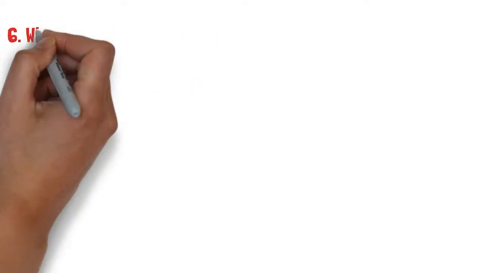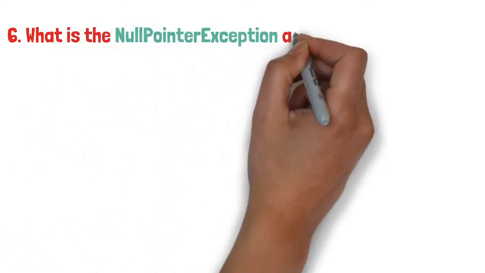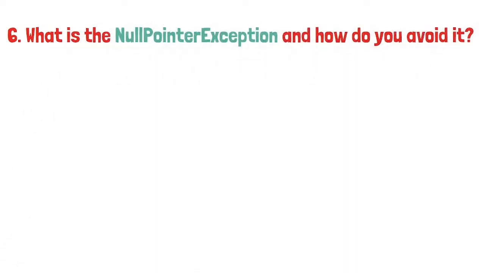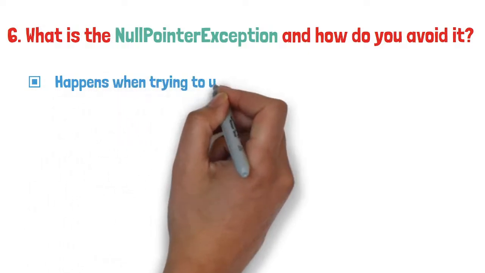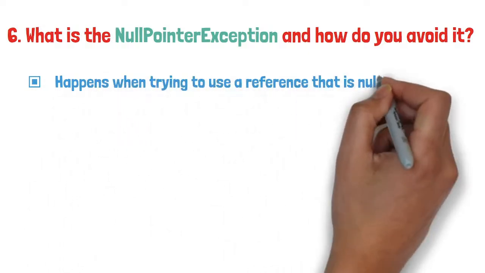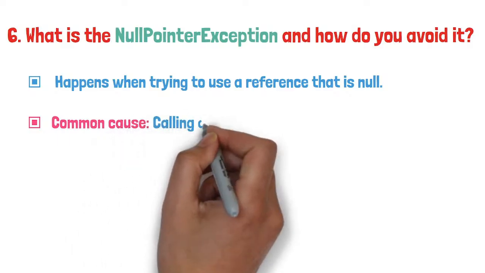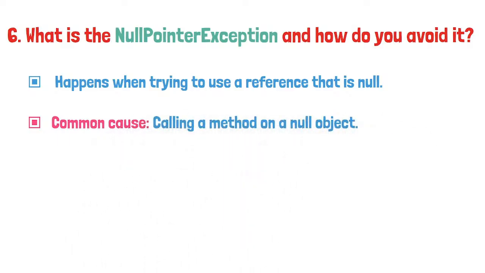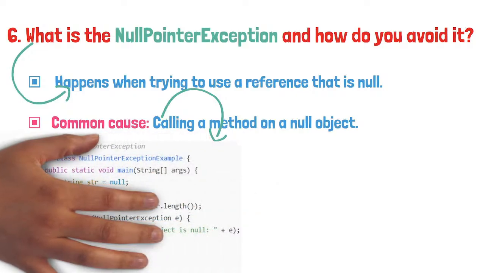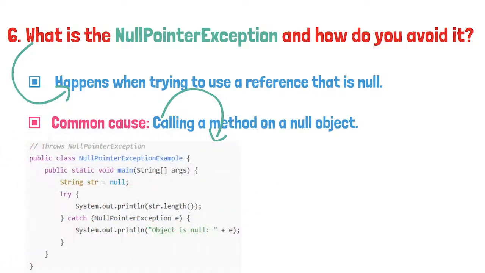Next question is what is null pointer exception and how do you avoid it? Null pointer exception basically happens when you are trying to use a reference that is null. A common cause is calling a method on a null object. Here you can see there is a string that is null. If we try to print the length, it will give a null pointer exception. Here we have already handled this null pointer exception: if it is null, it will print object is null. Otherwise, it will print the length.